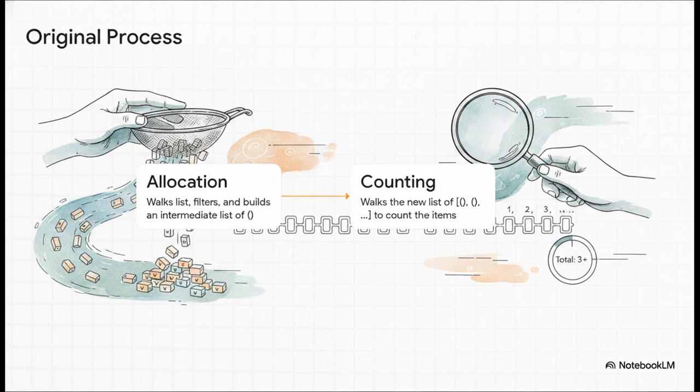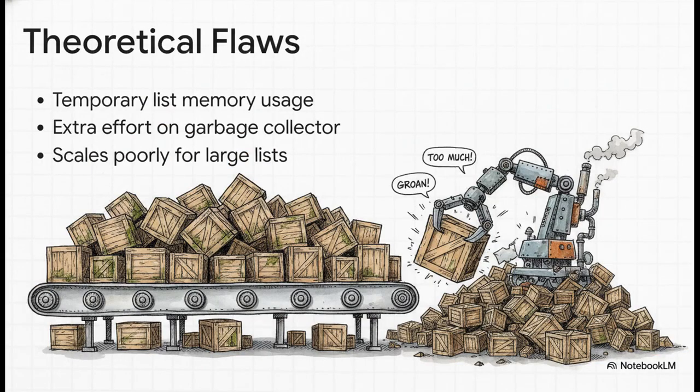The program now has to walk through that entirely new intermediate list all over again just to count them up. Walk, filter, build, then walk again and count. When you think about it, that is a ton of manual labor for the machine. And this two-step process brings some pretty glaring theoretical flaws with it. By building that intermediate list of placeholders, the program is just eating up temporary memory. Plus, when that list is inevitably thrown away after the counting is finished, it puts all this extra strain on the garbage collector to come in and clean up the mess.